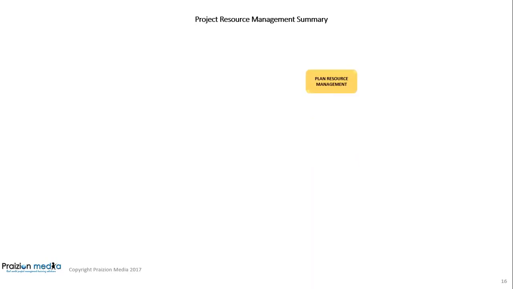So let's start off talking about plan resource management, where we develop the resource management plan, where we also develop a team charter. There is an interrelationship between plan resource management and many other processes. Plan resource management gives you the resource management plan. That becomes an input to develop project management plan.